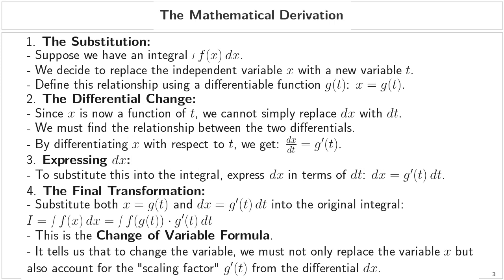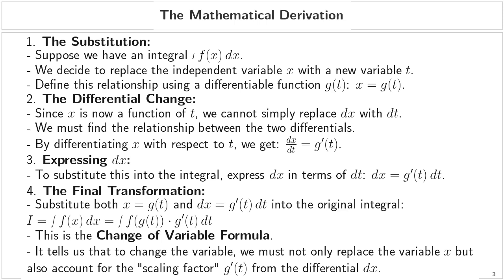Point 4, the final transformation. Finally, we can perform the substitution into our original integral. We replace both x with g of t and dx with g prime of t dt. This gives us a new integral of f of g of t multiplied by g prime of t with respect to dt. We can write this as integral f of g of t, g prime of t dt. This entire equation, integral f of x dx equals integral f of g of t, g prime of t dt, is the change of variable formula. It's important to understand that this formula isn't just about replacing x with t.